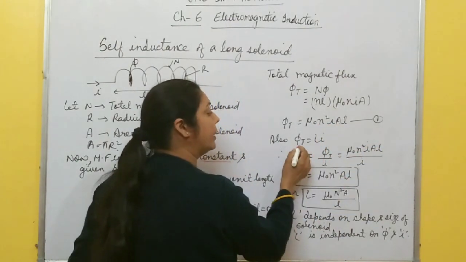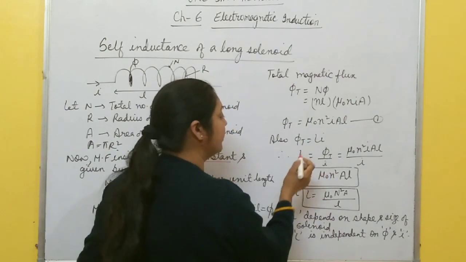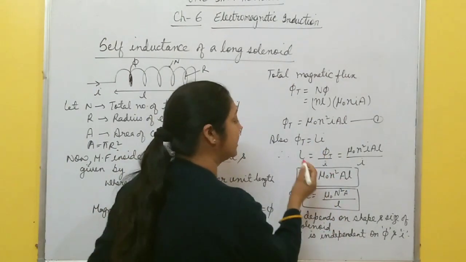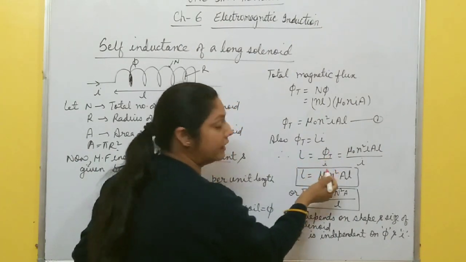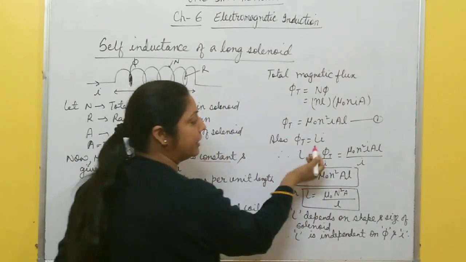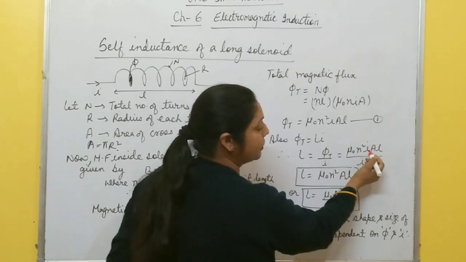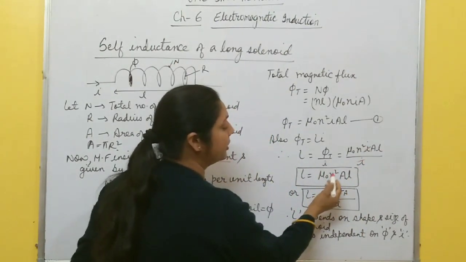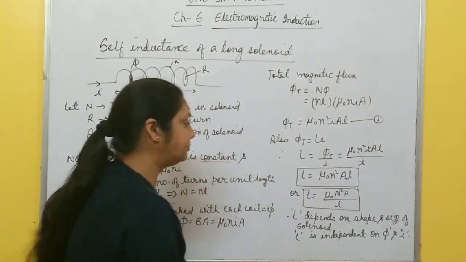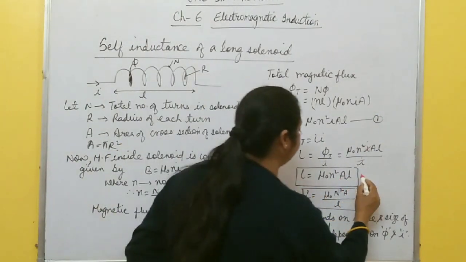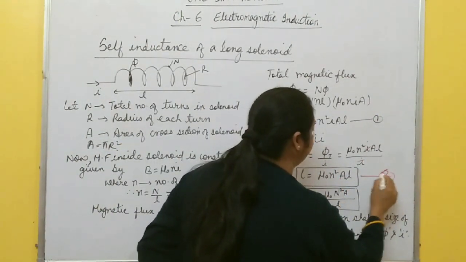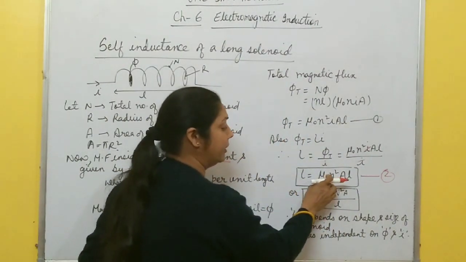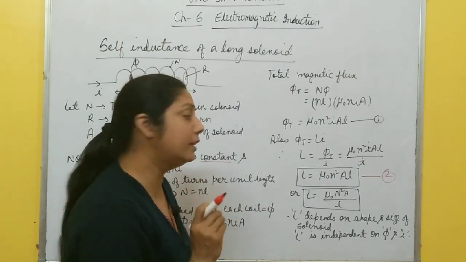Again you know that phi t is equal to L i, where L is the coefficient of self-induction or self-inductance. Then this L becomes phi t by I. You put the value of phi t here for the long solenoid, mu naught n square i A L by i, I cancels, it becomes mu naught n square A into L. This is the expression for the self-inductance of a long solenoid in terms of n, where n is the number of turns per unit length.